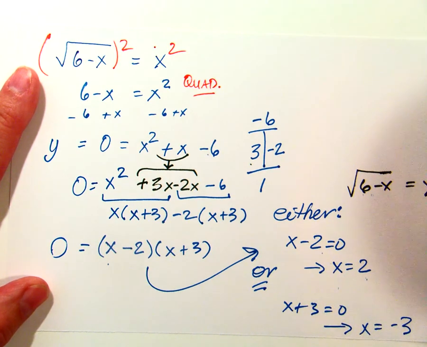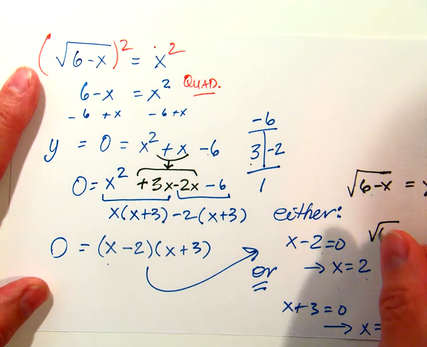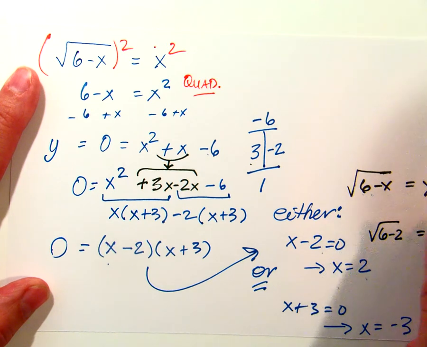See what we would have here? I guess I should write it out. The square root of 6 minus 2 equals 2. Okay?